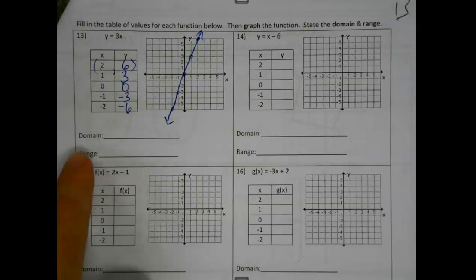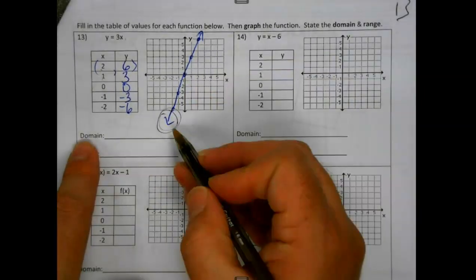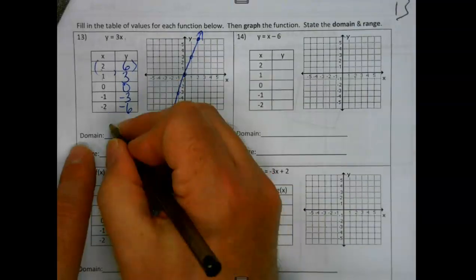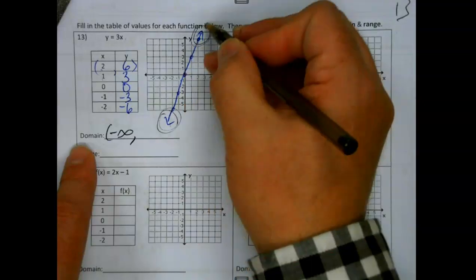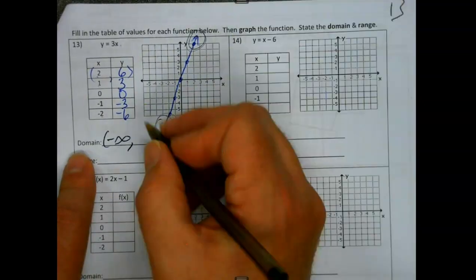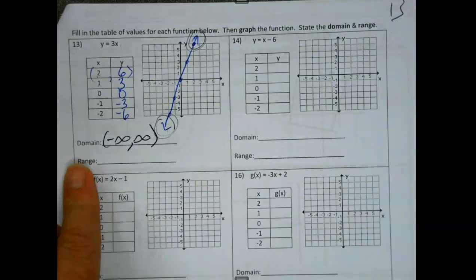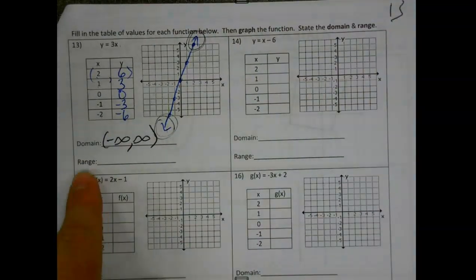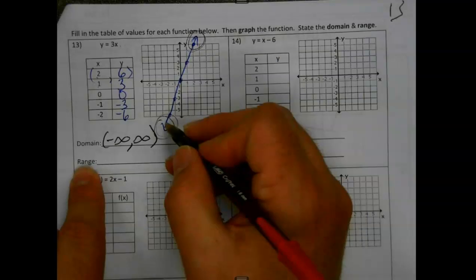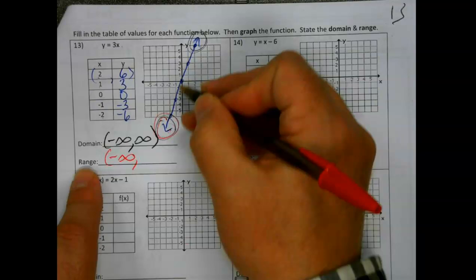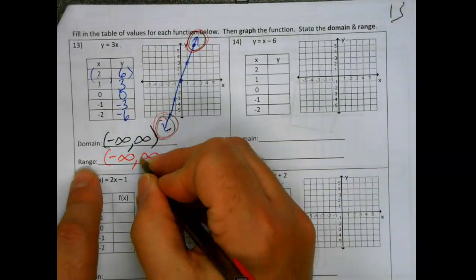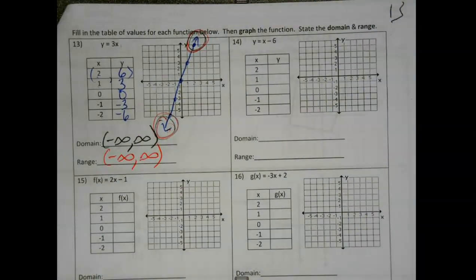So domain. Left, still going left. Arrows are infinities. To the right, I know it's going up, but it's also going to the right. Infinite domain. Range, bottom. Oh, no, that's also the bottom. Bottom to top. Oh, we're going up forever. Dang, can it be all infinities? It can. And it is in this case. So that's a good thing to figure out.